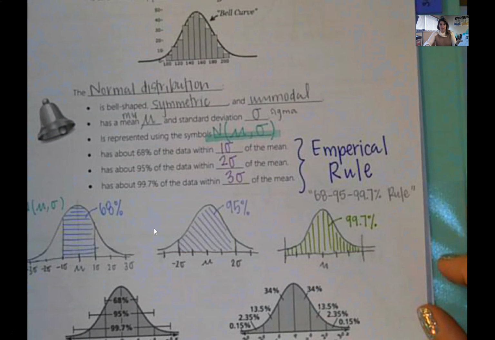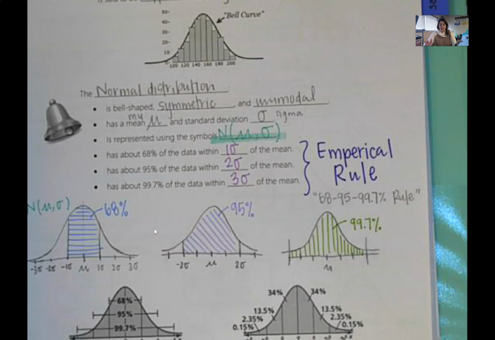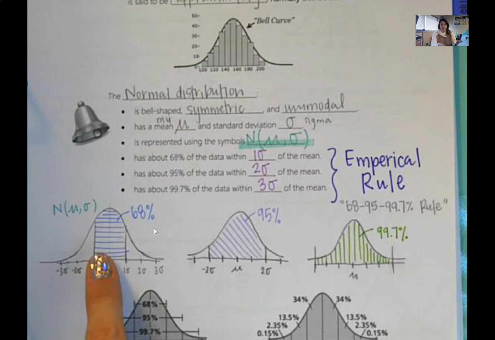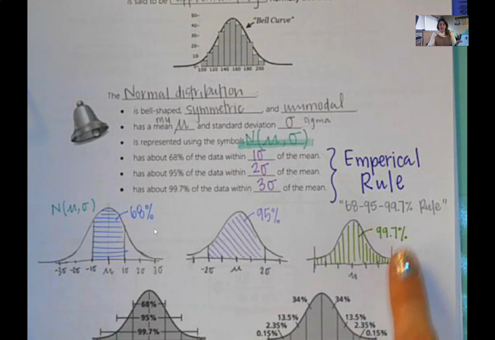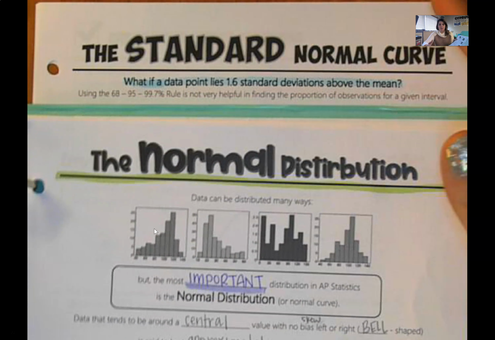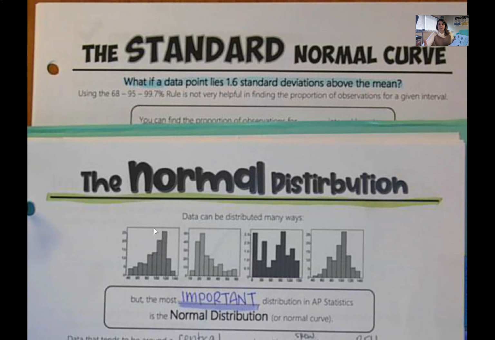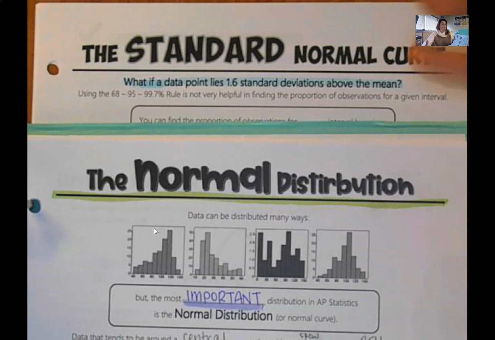With a normal curve, you can use the empirical rule to find probabilities, percents, or areas. And the empirical rule says if you have an approximately normal distribution, 68% of your data will be within 1 standard deviation, 95% will be within 2, and 99.7% will be within 3. But this question that your notes begin with says, what if it's not 1, 2, or 3 standard deviations away? What if it's 1.6 standard deviations away? What if it's 2.78 standard deviations away?